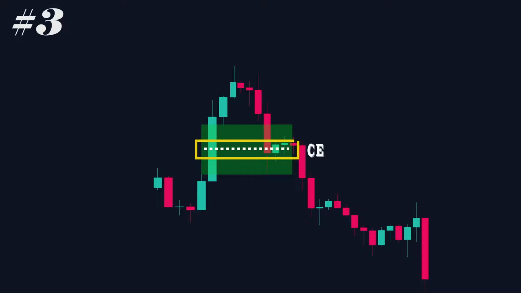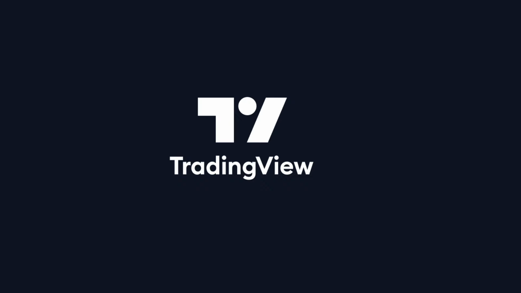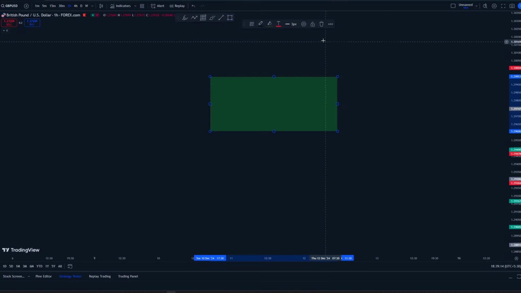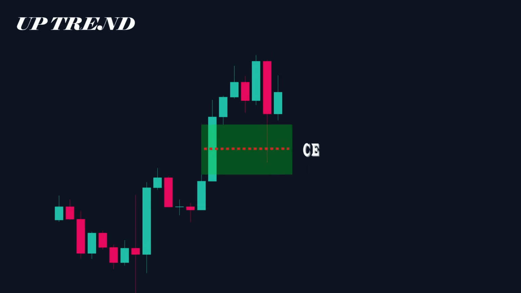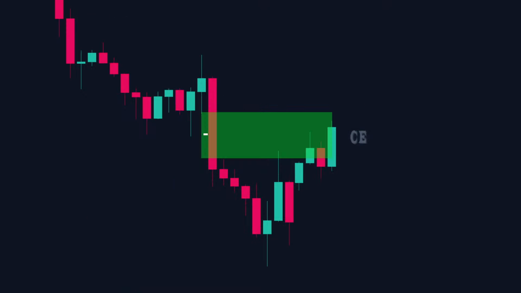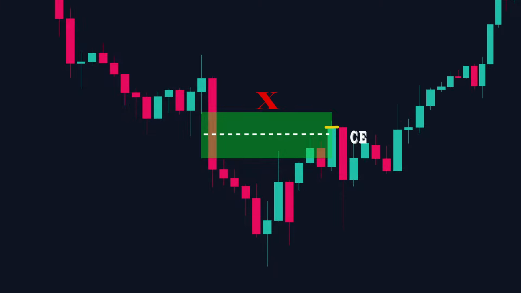To find the middle line of the fair value gap, go to TradingView, open the settings, and turn on the middle line option. In an uptrend chart, we might see the fair value gap break through CE, but close above the body. This signals a buying opportunity. Here's another example. If the CE of a fair value gap breaks through the candle but closes above the body, this indicates the fair value gap has failed.